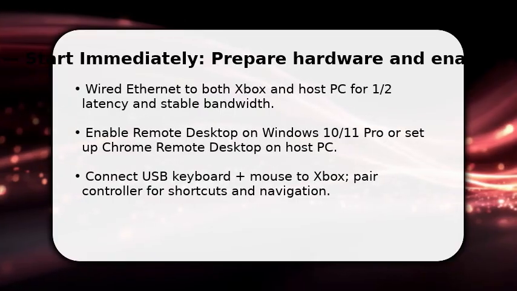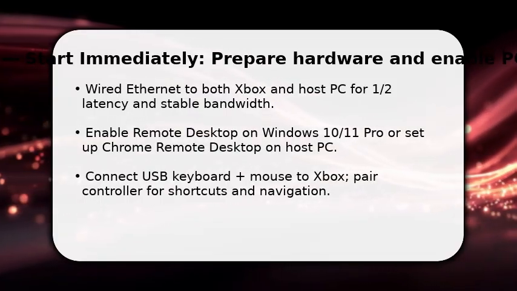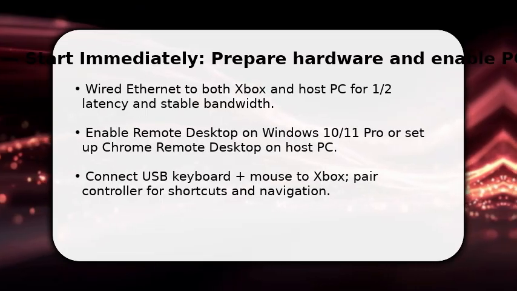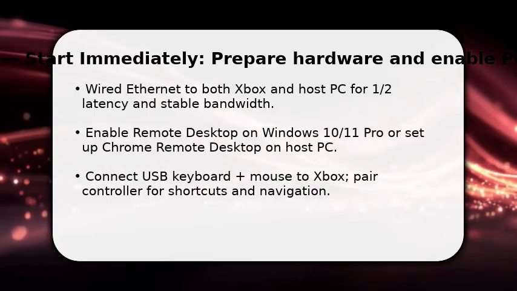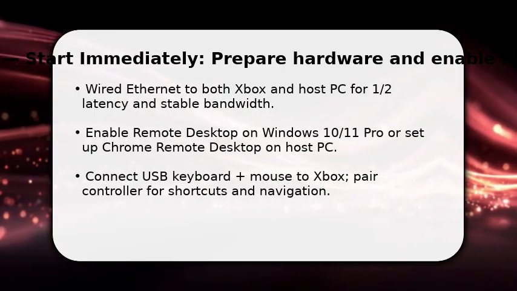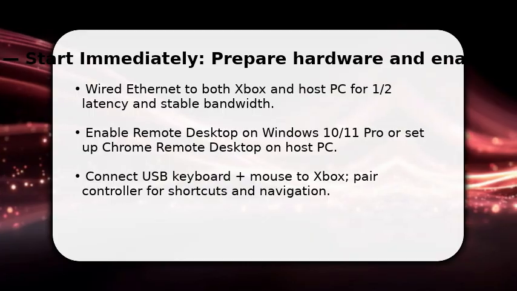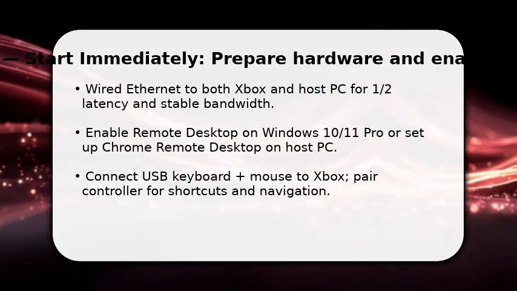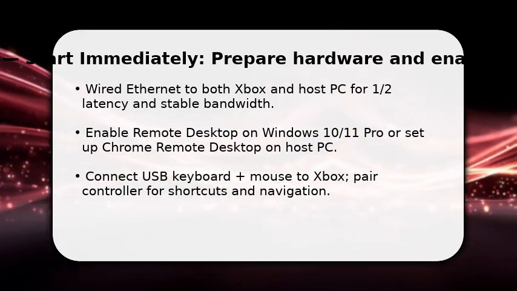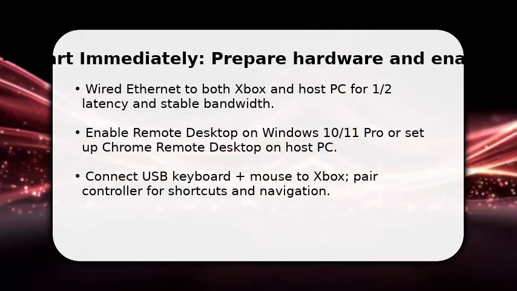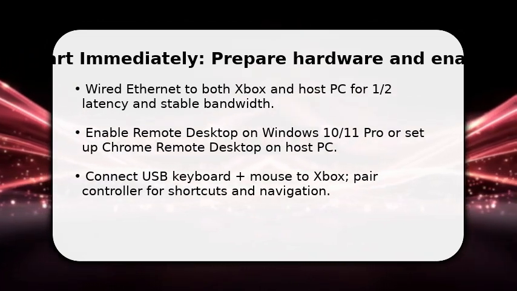You start by preparing both systems. Plug Xbox and the host PC into wired Ethernet. This reduces lag and packet loss immediately. On the Windows host, enable Remote Desktop or install Chrome Remote Desktop and create a persistent access account. This is the gateway. Once done, attach a USB keyboard and mouse to the Xbox and pair your controller for quick input. Make sure the host PC is set to never sleep and has a static local IP or reserved DHCP lease, so connections stay reliable.